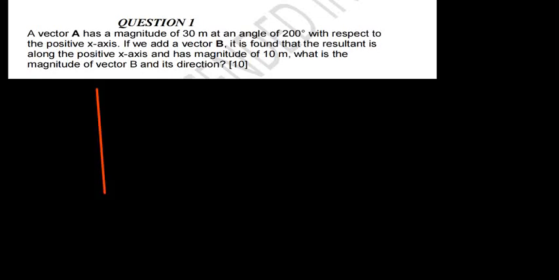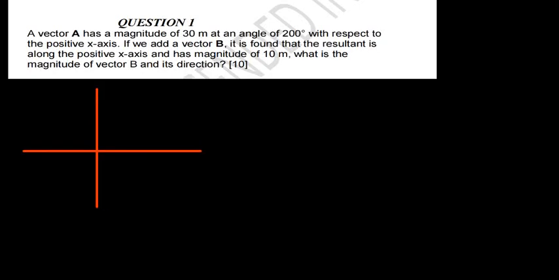Okay, so like in this case, we have been told that we have got vector A and B. Then we have got also the resultant. So we are saying that if we add vector A and B, it was found that the resultant is along the positive x-axis and it has got the magnitude of 10 meters. So we need to come up with a free body diagram.